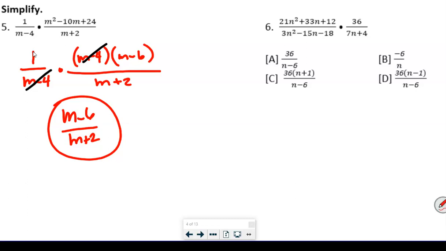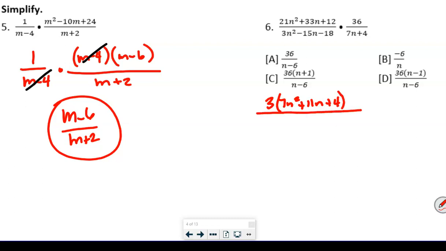So I notice that there's a GCF up here of 3. Okay, so we got this 3, and we're going to factor that out of the 21n squared, so that's going to give us 7n squared. Factor it out of the 33n, that's going to give us 11n. Factor it out of the 12, that's going to give us a 4, right?